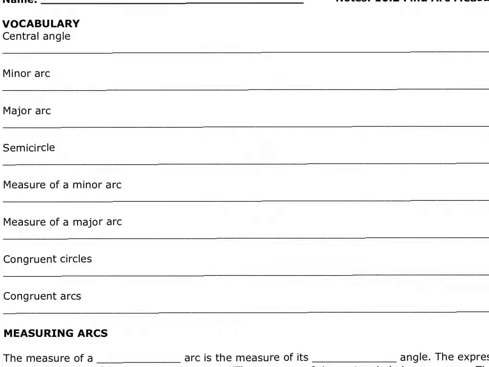All right, more on circles. 10.2, let's first get the vocabulary down. We're going to be talking about a central angle, and this is an angle inside of a circle. So it is an angle whose vertex is the center of the circle.